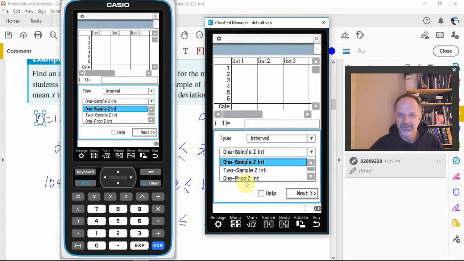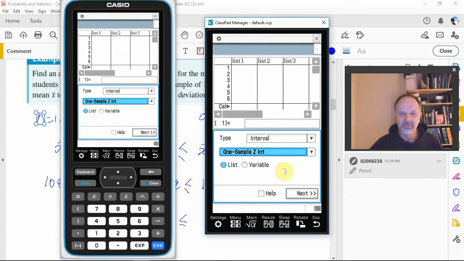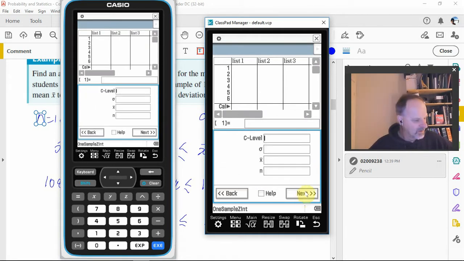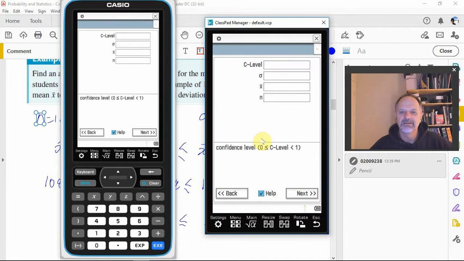There's a bunch of stuff here. One sample is the one that we want there. And we want variable. Then we go next. Our C level, so our confidence level. You can click on help here if you want, and it tells you what you want. The confidence level is between 0 and 1. We want 95, so 0.95.